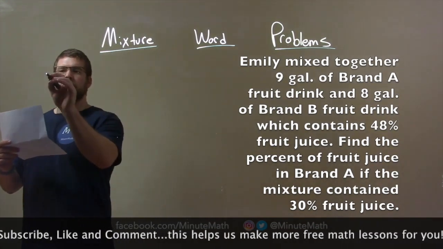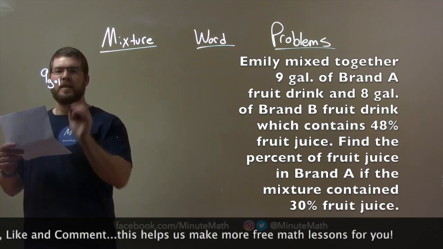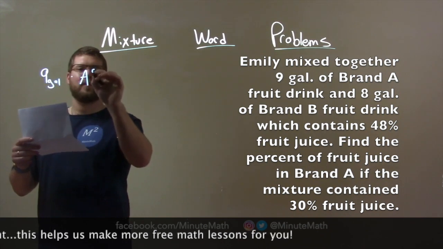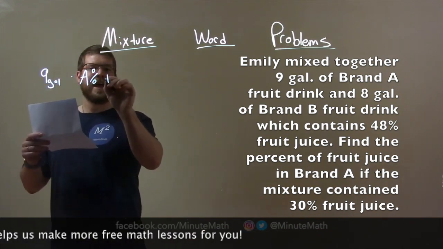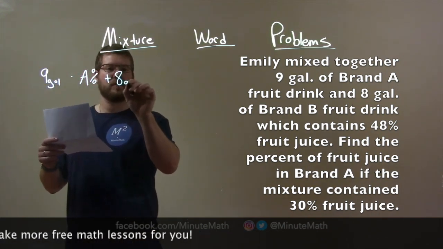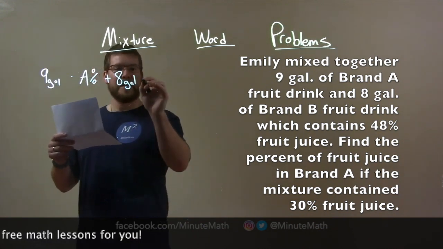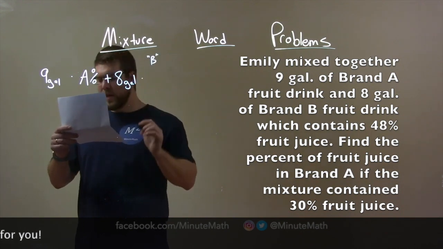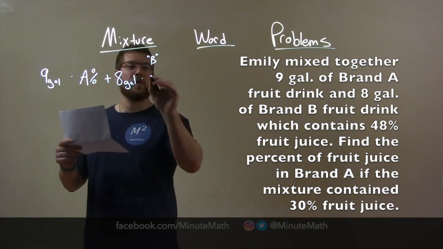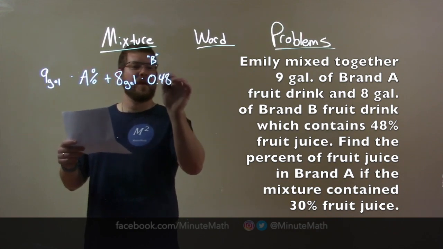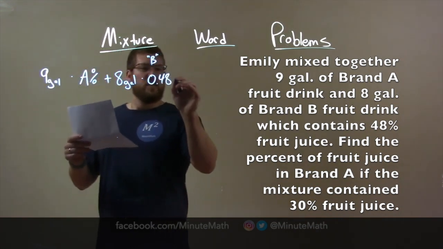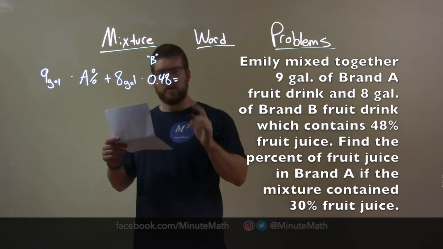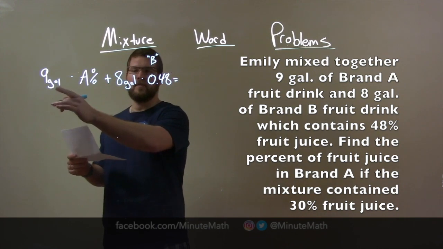So we have 9 gallons of brand A. So we take 9 gallons times whatever A's percent is. Then if we add that to 8 gallons of brand B, all right, so there's a little brand B here. But brand B, they said, was 48% juice, so that is a decimal of 0.48. Then that's going to equal our total combination, which involves a total value of 9 plus 8 gallons.